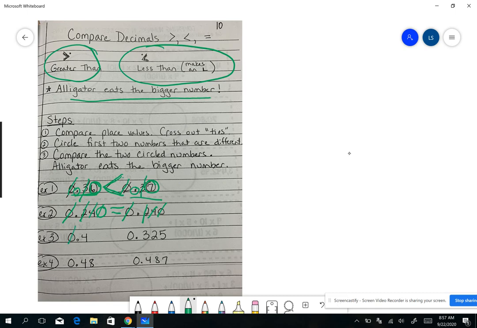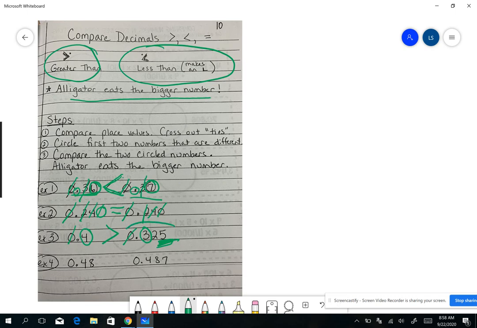Example 3, you've got a 0 and a 0. You've got a 4 and a 3. Those are different, so you don't even look at the rest of this number. You know that 4 is bigger than 3, so the alligator's going to eat the bigger number. So 4 tenths is bigger than 325 thousandths.